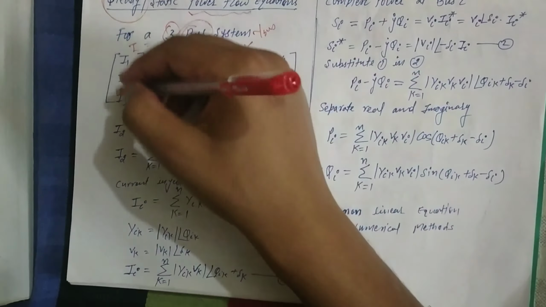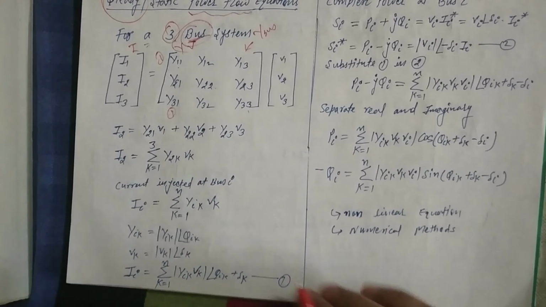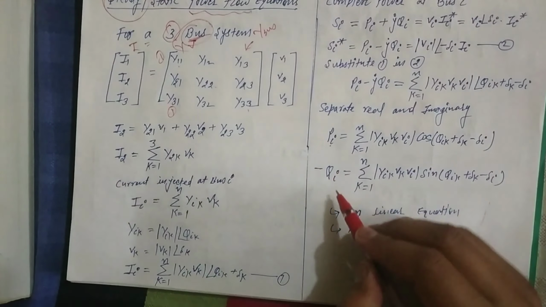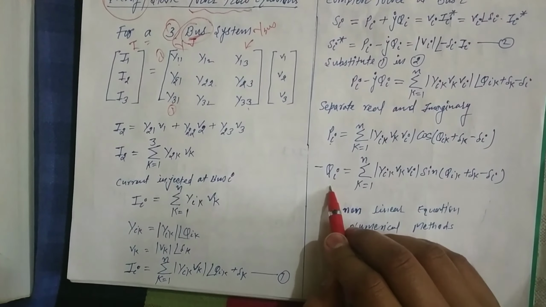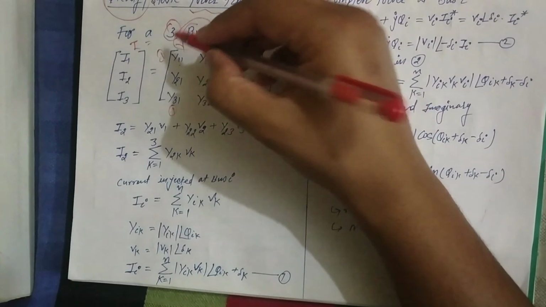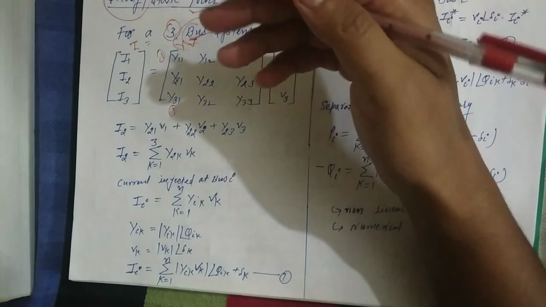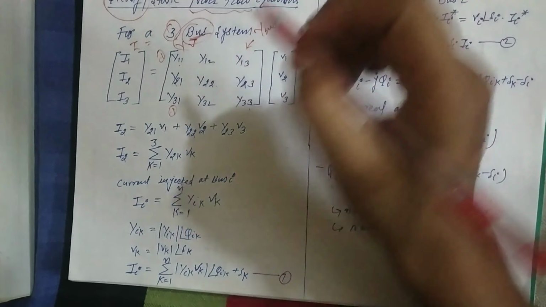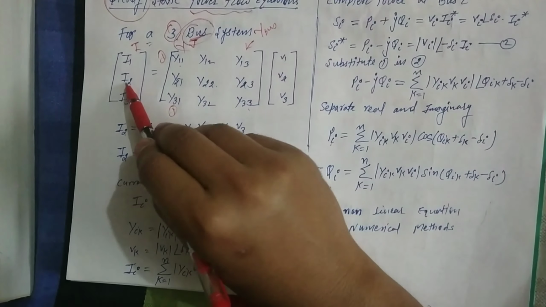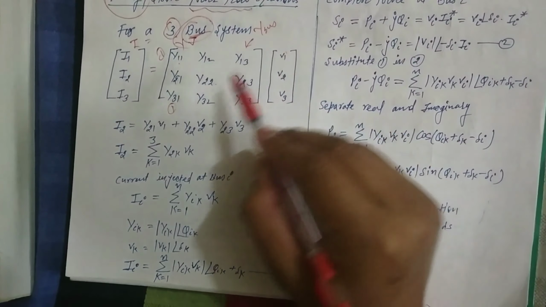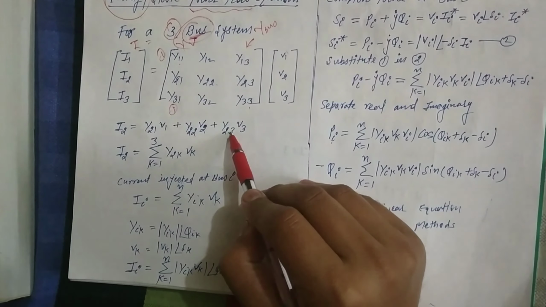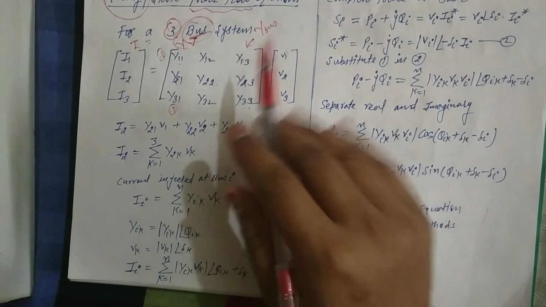For power flow equations I am deriving the real power and reactive power equations from the bus system, and I will tell you if there are 4 buses, 5 buses, or n buses in the system, how the power flow equations will change. So I am taking the second: I2 equals Y21 V1 plus Y22 V2 plus Y23 V3. This is the simple equation.